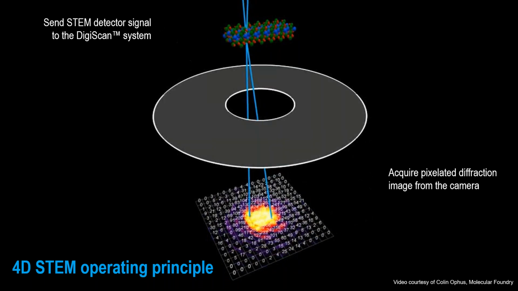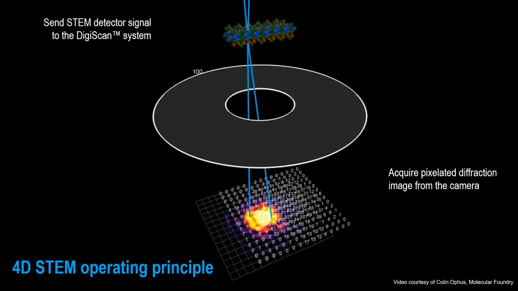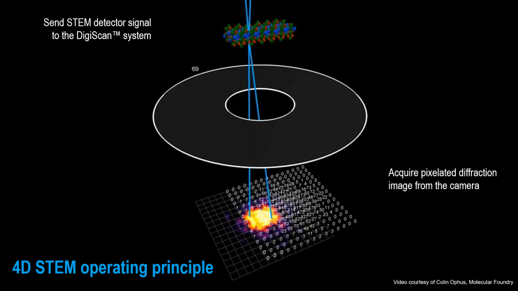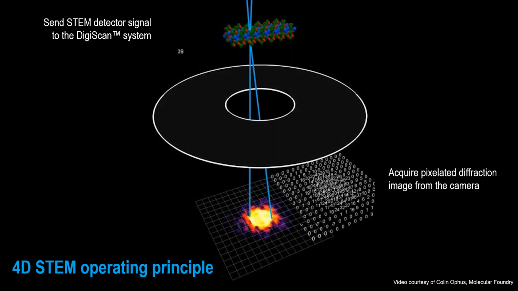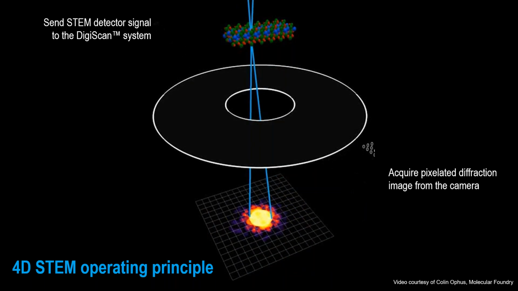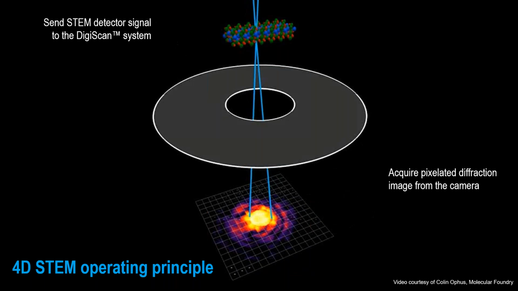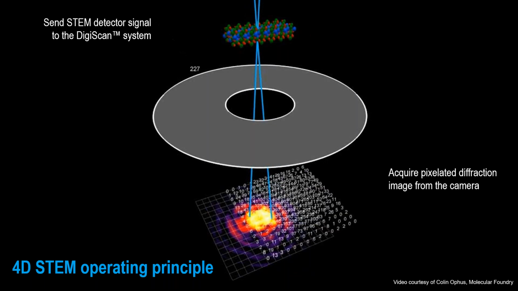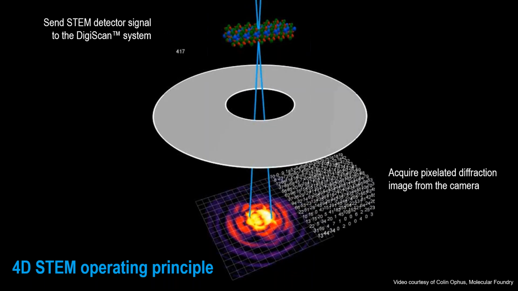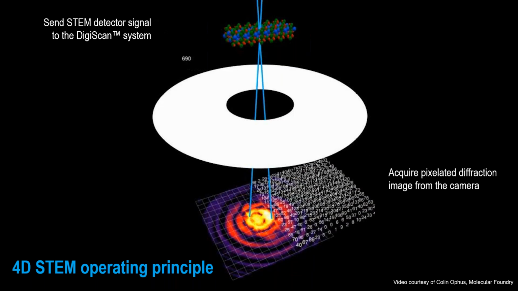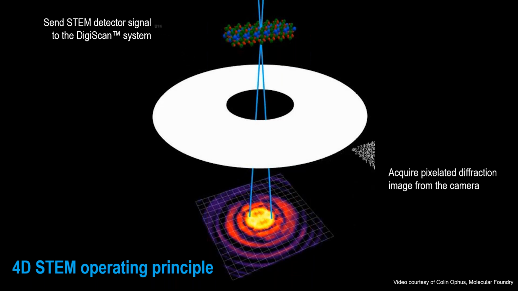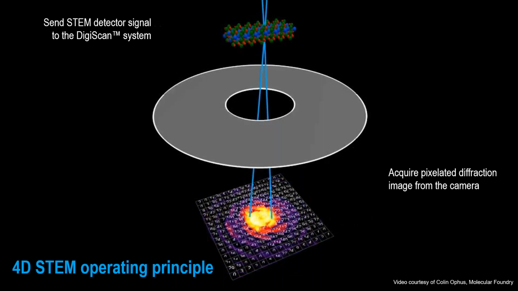4D STEM is really an entire family of techniques because there are many different ways that you can set up your diffraction pattern, set up your probe, and a lot of different ways that you can process and analyze the data afterward. But this entire family of techniques is often called 4D STEM.